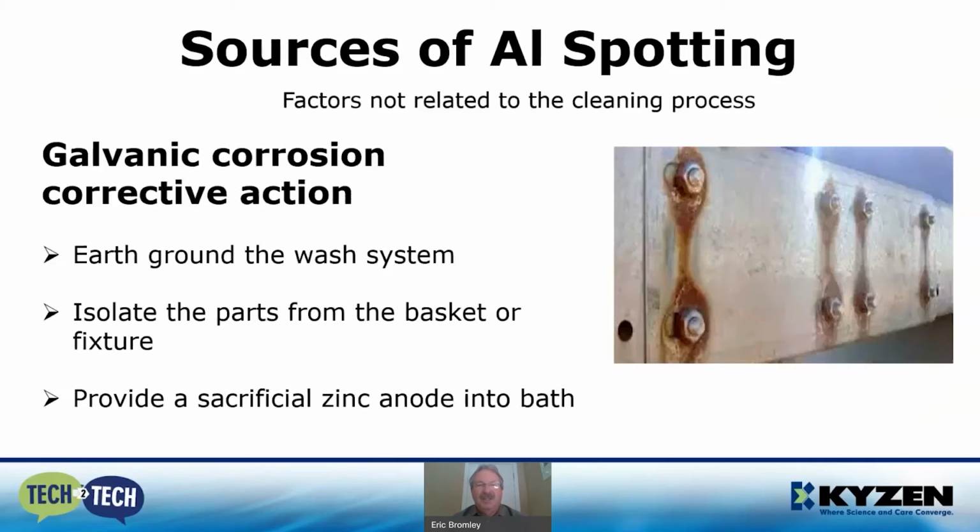Some of the corrective actions for galvanic corrosion would be to earth ground the wash system. Many systems already are, but in some cases, the robotic arm of the transfer systems that move the baskets from one chamber to the next in a multiple tank system may not be grounded either to the machine or earth grounded. So that's something worth checking on.